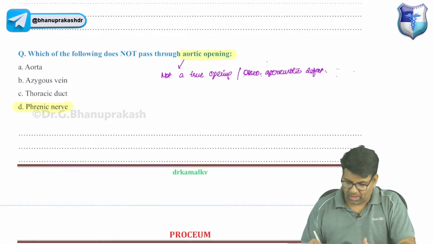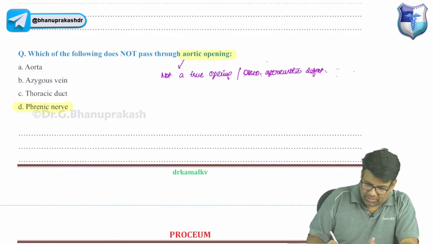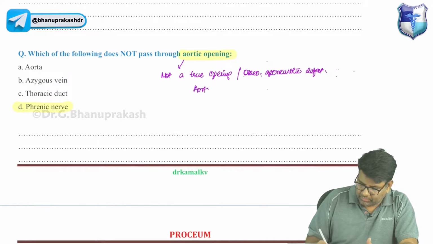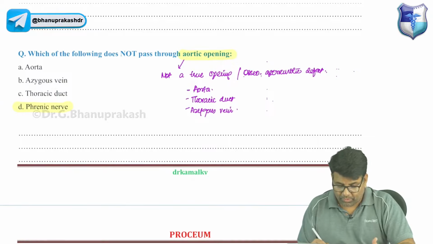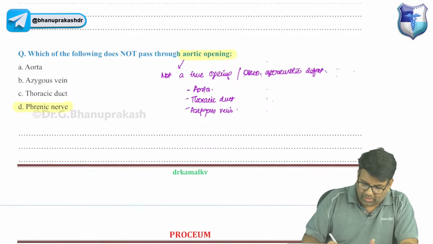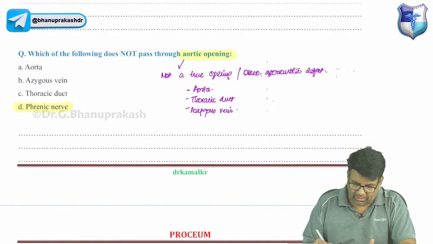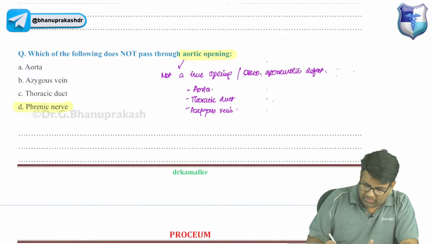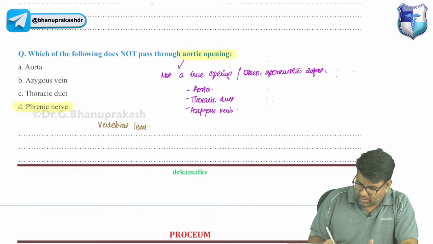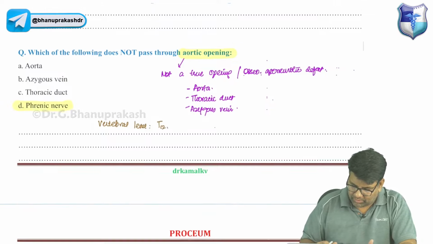the posterior part, and through this, the main structure which passes through this is, of course, the aorta, then thoracic duct and azygos vein. These are the three structures which pass through the aortic opening. And yes, Aninda, you are right, the vertebral level is T12. So vertebral level, very good.